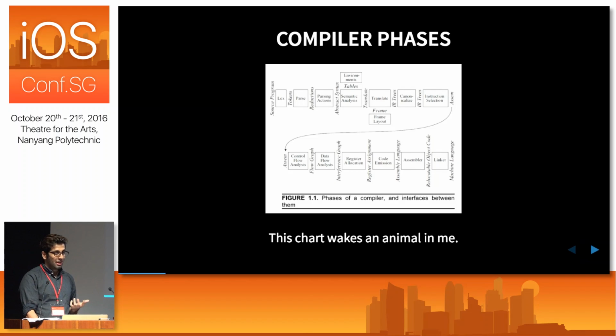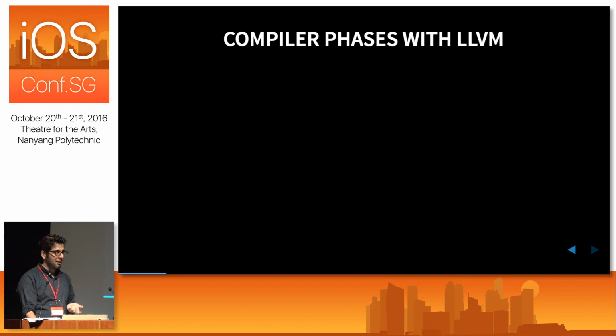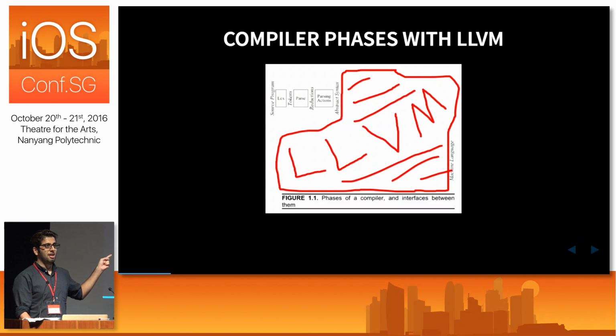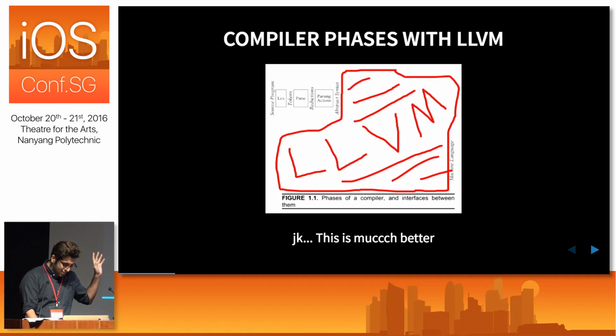So where does LLVM come in? And how does LLVM help us to fix this problem? If you're using LLVM, this is what compiler design becomes, essentially. You just have to do three things. You need to do lexing, parsing, and your semantic analysis to construct a compiler. And LLVM has your back end covered. This is just so much better.